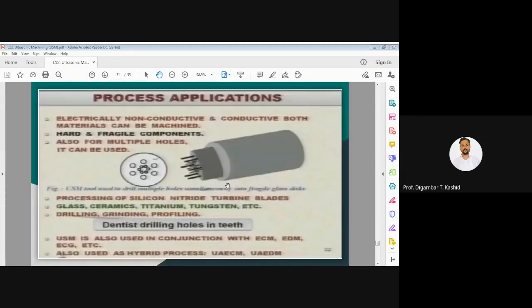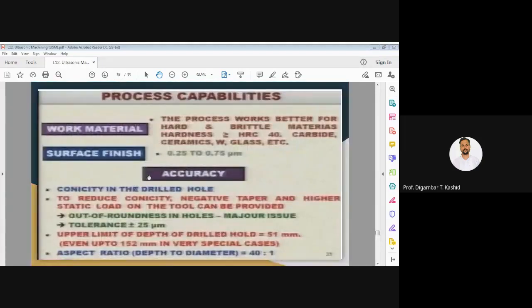Let us discuss the applications of this process. In this slide I have written the process applications. Before going to the process applications, I will give time to write this process capability. I will give 2 minutes to write this.